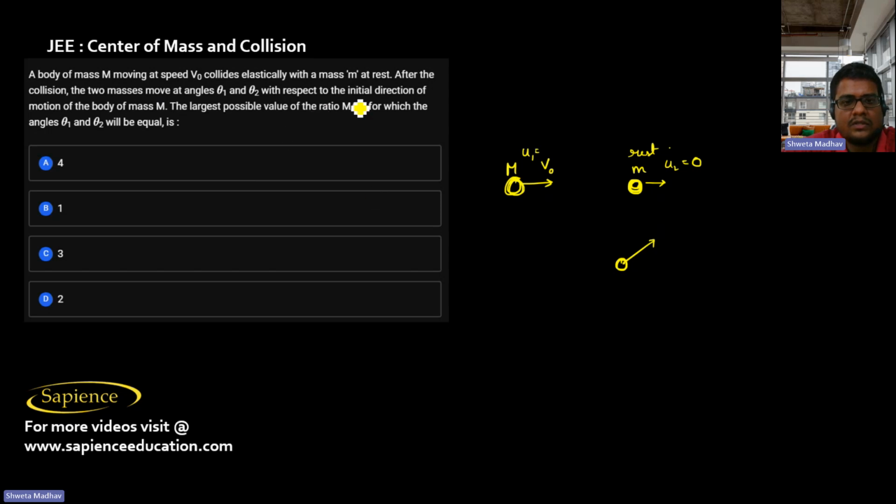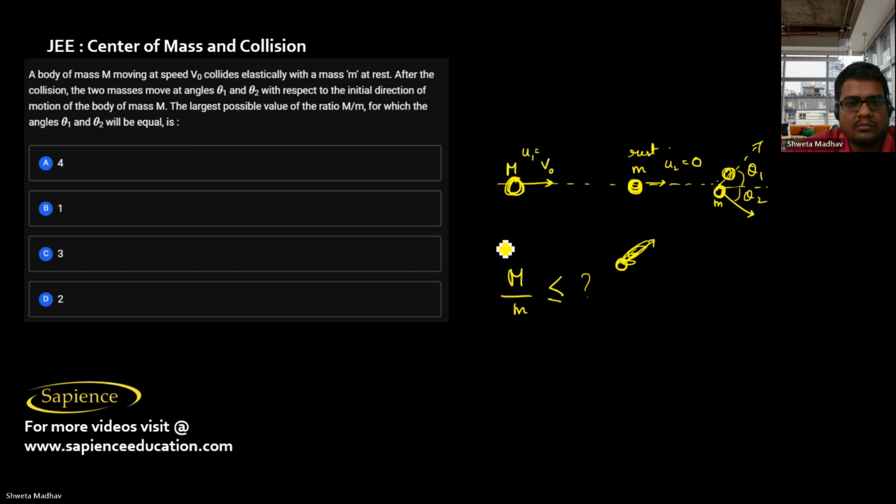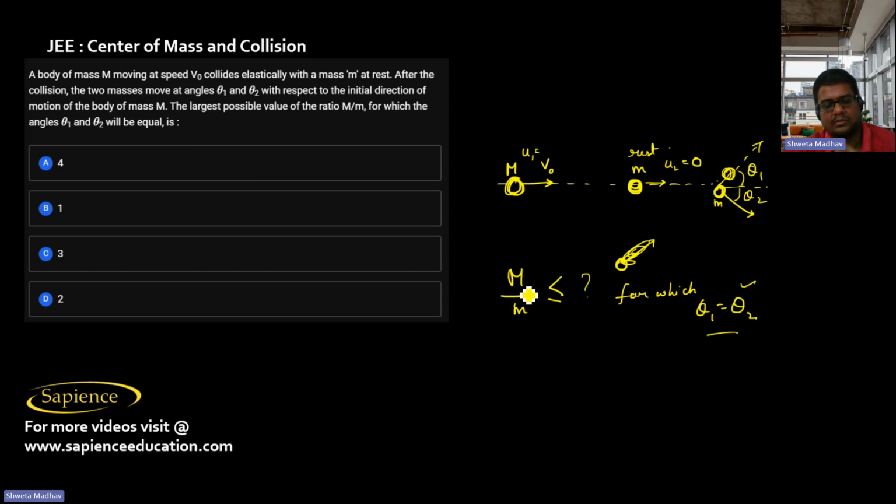So theta 1 and theta 2 are with respect to the initial direction of motion of the mass M. Let's say this mass m will move at an angle theta 2, and this will move at an angle theta 1 with the initial direction of motion of the mass capital M. Then the largest possible value of the ratio M by m, for which the angles theta 1 and theta 2 will be equal, is what we have to find out.